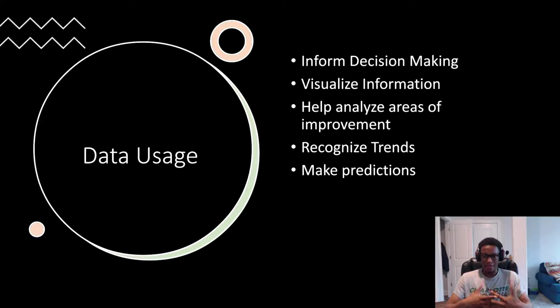And like I said, we can try to recognize trends and make predictions based on past information that we have. Like I said, if the restaurant picks up every single day at 8 p.m., especially on a weekend, I can assume that this weekend it'll have a lot of traffic and I will need to staff more based on the data.